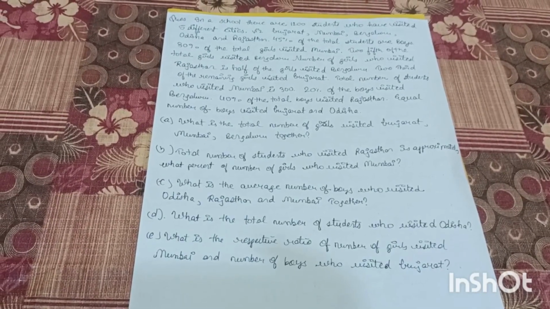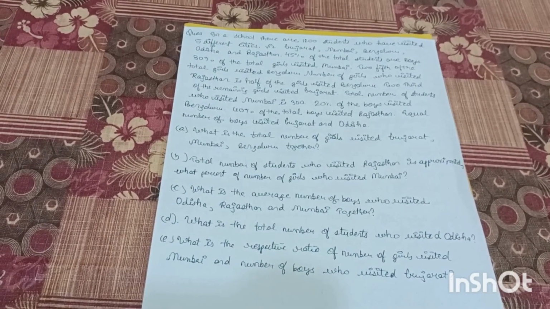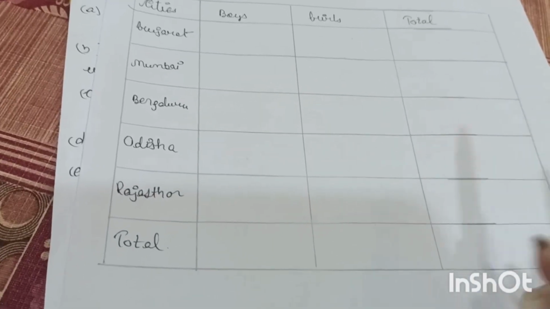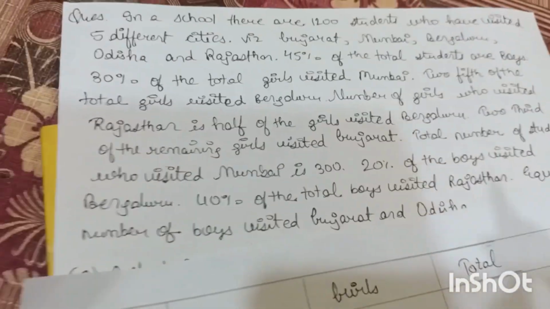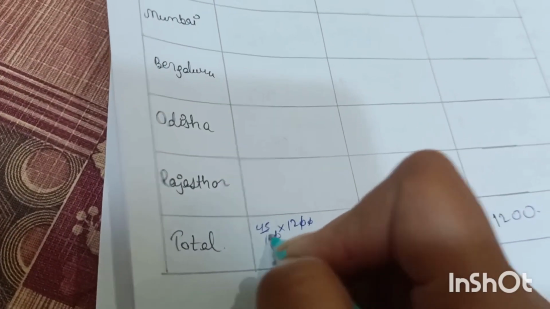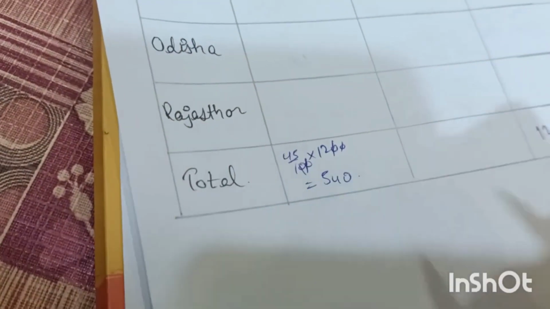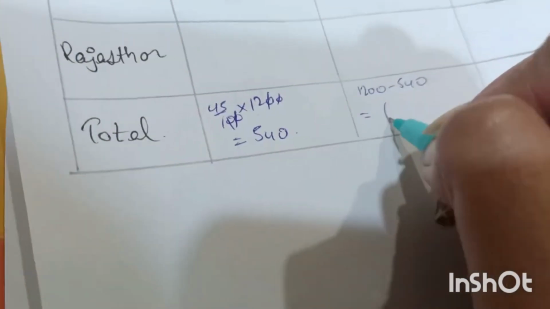So the next question is on your screen. You may solve it out. For this question, you need to make the table like this. So now let's solve. Total number of students is given as 1200, so you can put the value over here as 1200. And then you have been given 45% of the students are boys. So for boys, you can write 45% of 1200. You'll get the value as 540. So for girls, you can do 1200 minus 540. You'll get the value as 660.